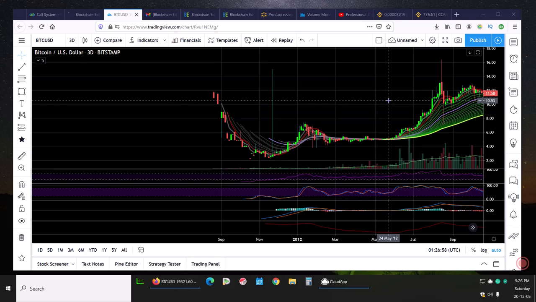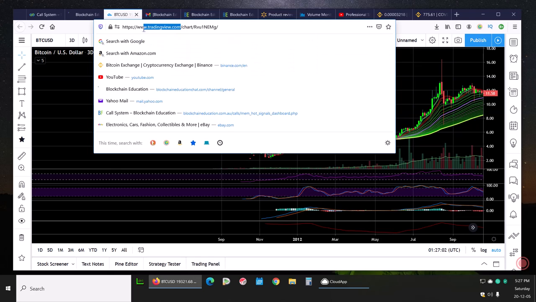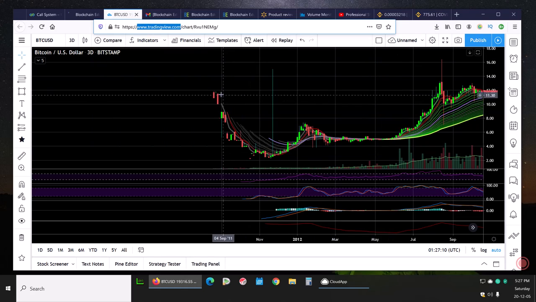So this is a TradingView.com chart. It's at www.tradingview.com/chart. Now this is basically the very beginning of Bitcoin as it was released on the earliest still existing exchange called Bitstamp. It's at bitstamp.net. Bitstamp is one word. .net.